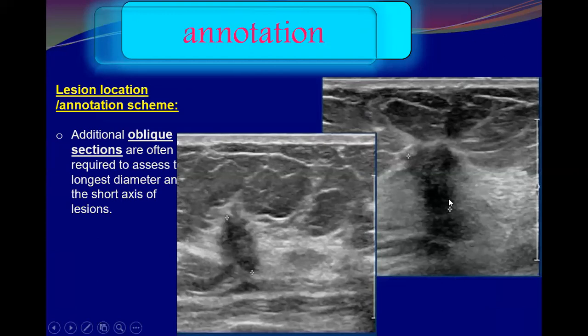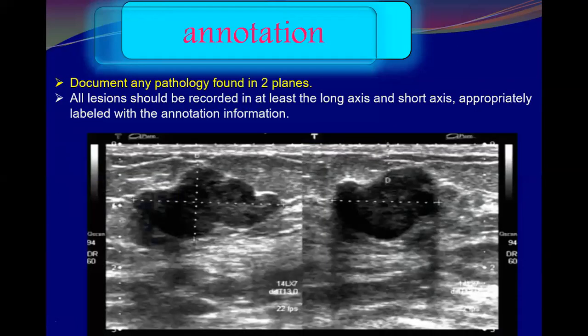Again, look here, this is the maximum. This is the maximum. So oblique your transducer to get the maximum dimensions for the lesions, and you have to document at least 2 orthogonal views for the lesions, and take your measurements in the long and short axis, like in this image, with annotations.